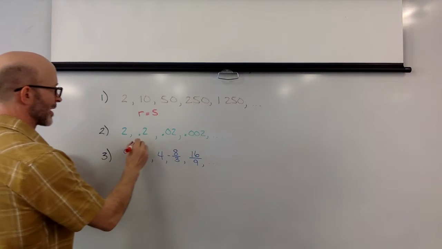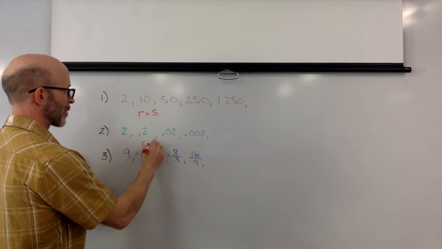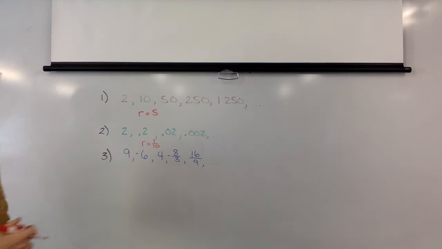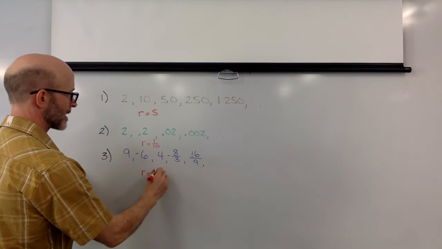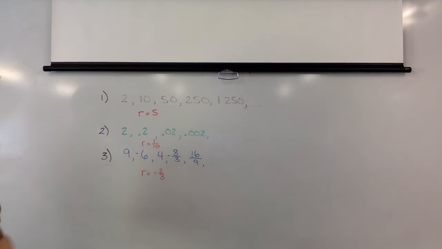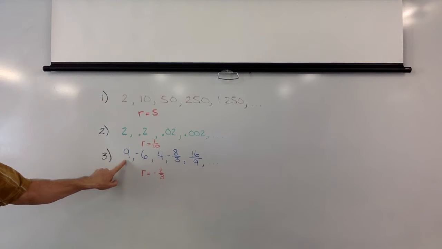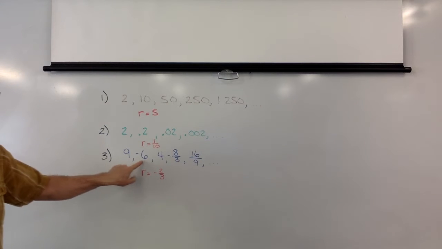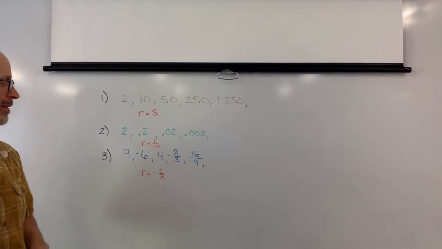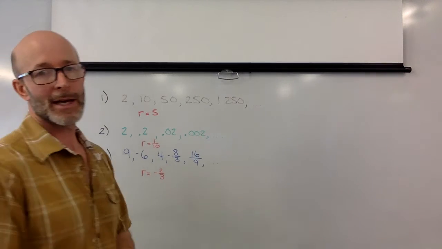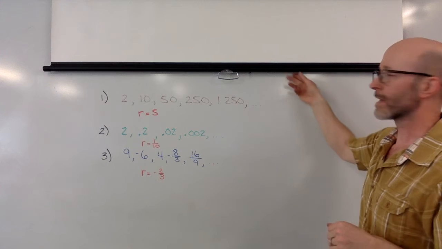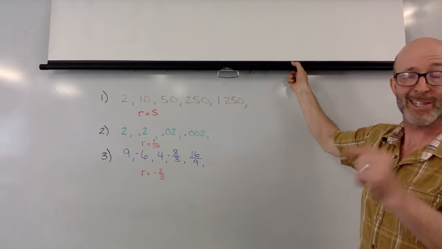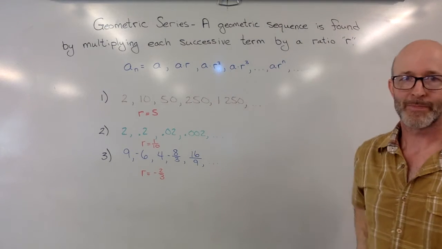On the second one, we have a ratio where we multiply each term by 1/10, or 0.1. And on the last one, the ratio is -2/3. Every single time I look at a new term, I start with 1, I multiply by -2/3, I multiply that by -2/3, and so on, and so on, and so on. These are geometric sequences. Any sequence where, to get each successive term, you multiply by a number.